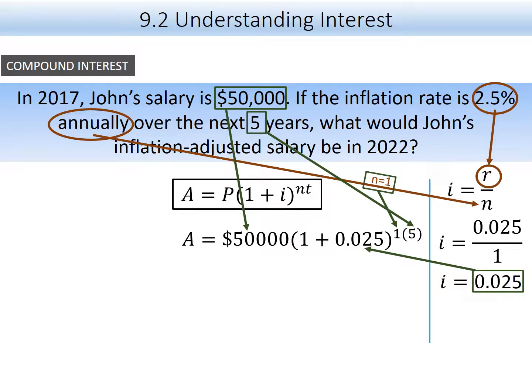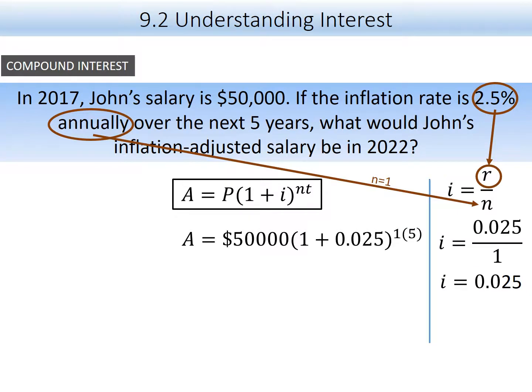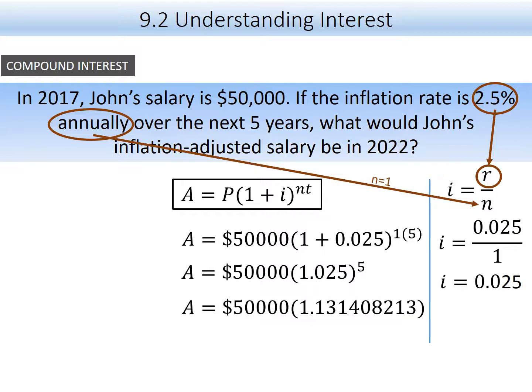And then similarly, the earlier salary is like the principal in the account, $50,000. You're doing it for 5 years, so t is 5, and we've already said that n is equal to 1. 5 times 1 is 5, and 1 plus 0.025 is 1.025. And again, you do the same thing with the calculator you did before. I'm not going to show it again, but you're going to start here and use the button to calculate this quantity and get 1.131408213.